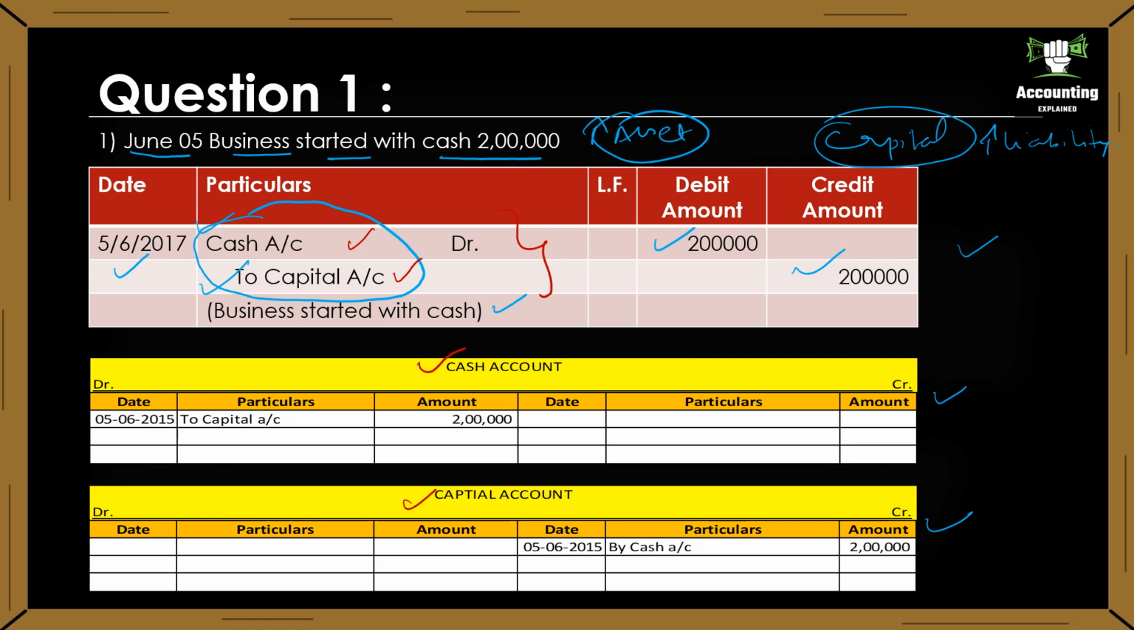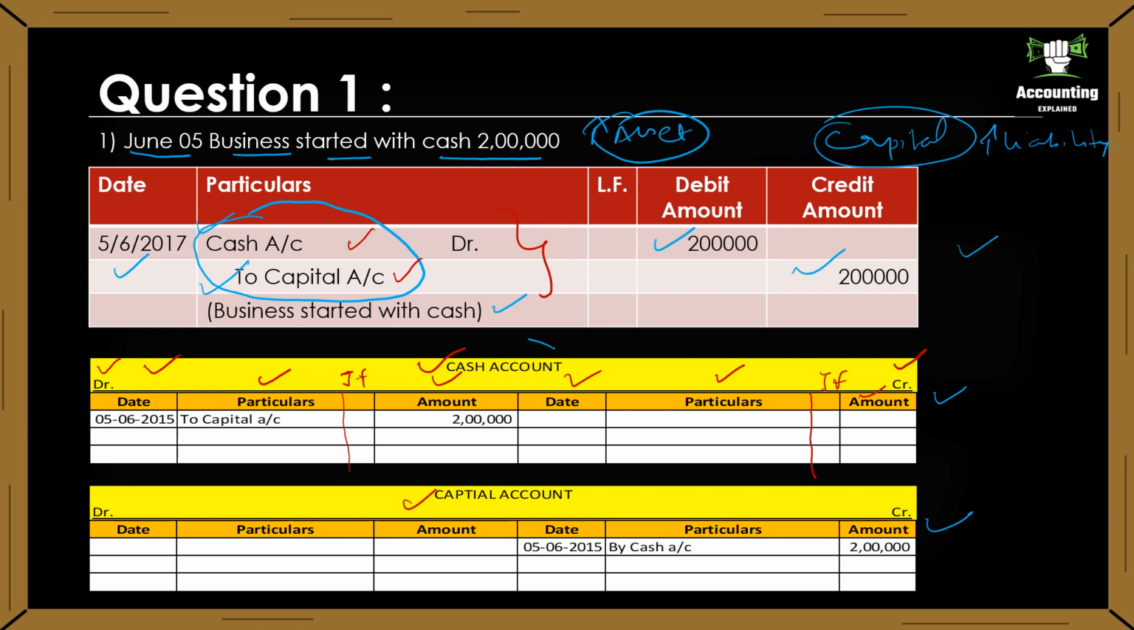Each ledger account will have the following format: DR on the left side and CR on the right side. And then we will open columns of date, particulars, journal folio, one column, and amount, on both sides. Okay, first let us open the cash account.